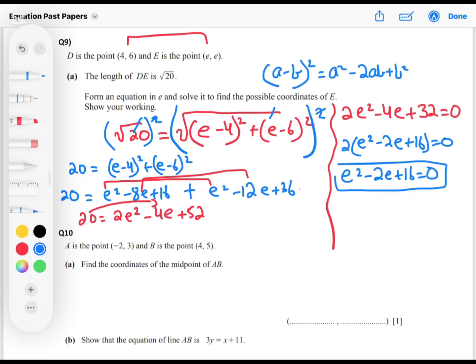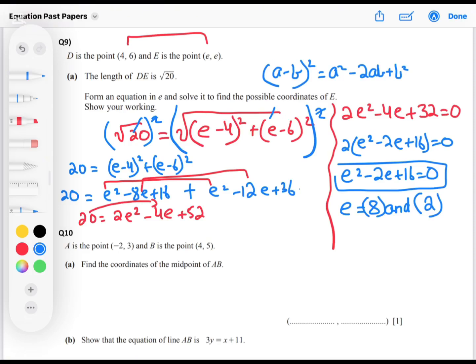Now you can apply the quadratic formula, or if this question comes in paper 2, you can directly use the calculator. So you get the two values of e. The values of e we get are 8 and 2.